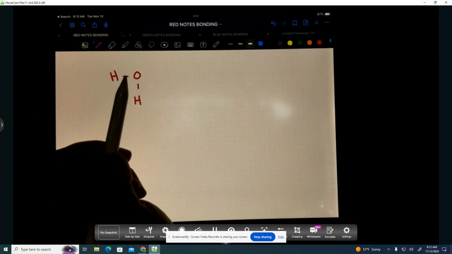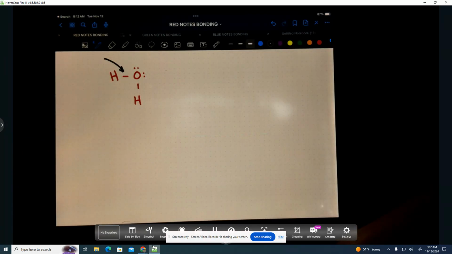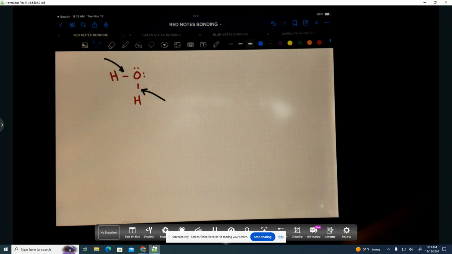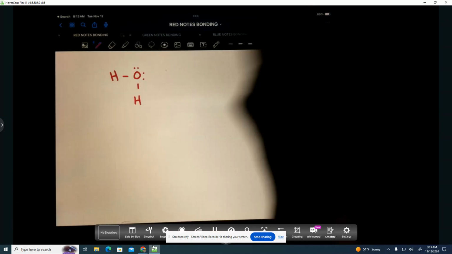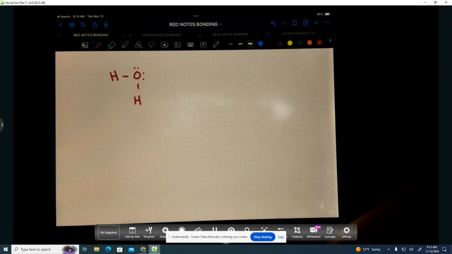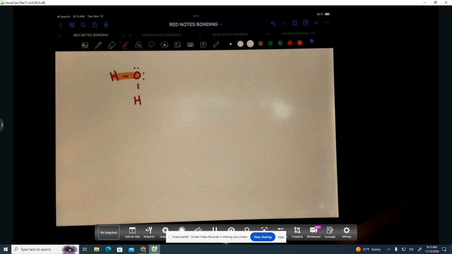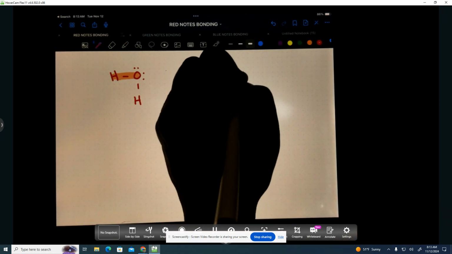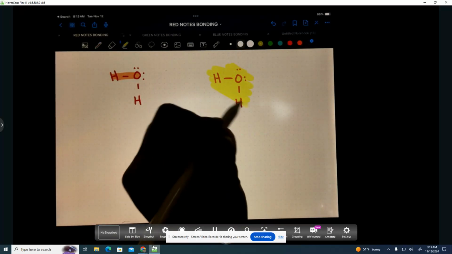Alright. Here's water. This bond right here. That bond. Polar or non-polar? Polar covalent. This bond right here, polar covalent. You have to watch the semantics that they use. I have just used the word bond. When we talk about bonds, we are only talking about the connection between two atoms. Now let's look at the molecule. When we talk about the molecule, we need to talk about the entire thing.